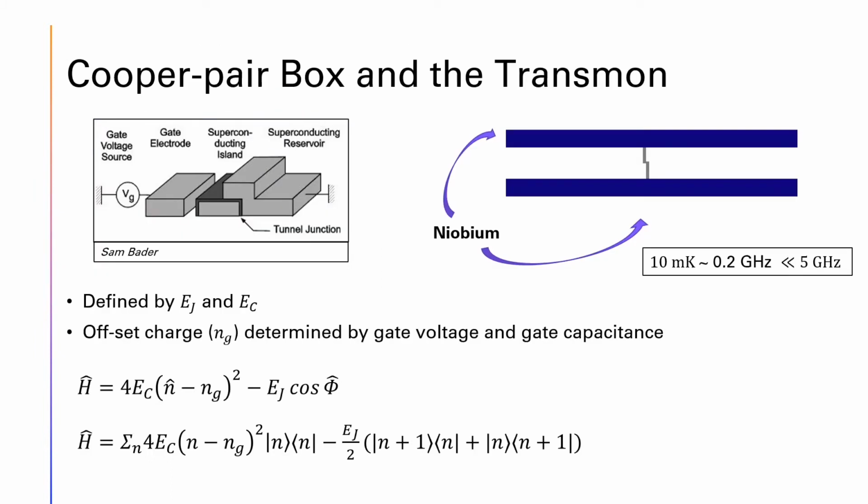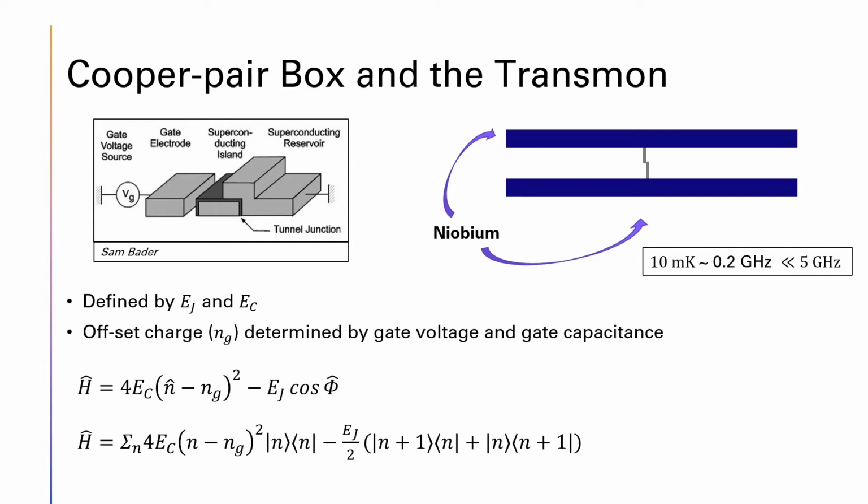The transmon is derived from the Cooper pair box, a type of charged qubit. The Cooper pair box can be represented by the diagram at the top left, and the Hamiltonian can be determined by the Josephson and charging energy coefficients EJ and EC, where Ng is the excess charge in the circuit and depends on the gate voltage and gate capacitance.